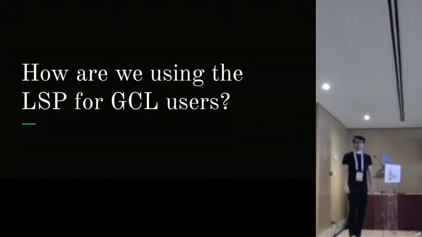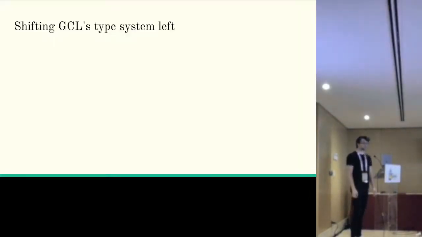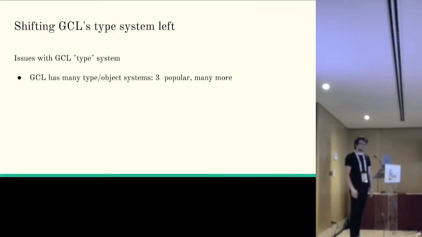Okay, so how are we using the LSP for GCL users, to help GCL users better use and understand the language? One of the big issues with GCL, of many, is that GCL doesn't really have a type system. I mean, it has a lot of different type systems, but it doesn't have one real type system. GCL has 3 really popular type systems, and then for the hundreds or multiple hundreds of dialects, a lot of them have their own little type systems as well.